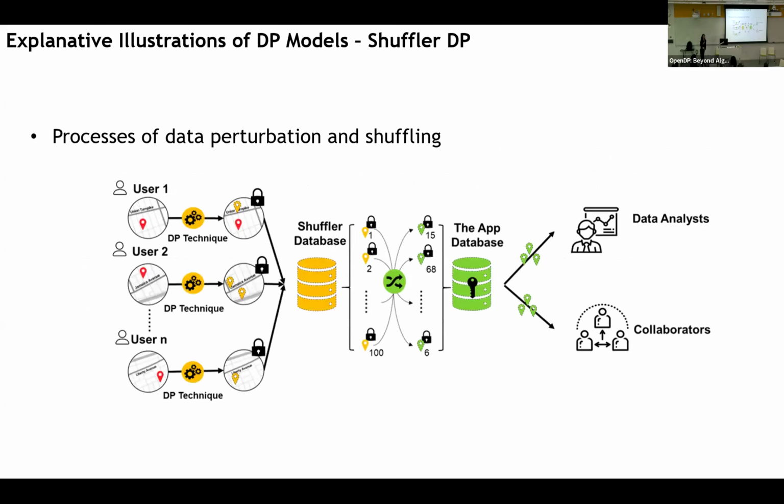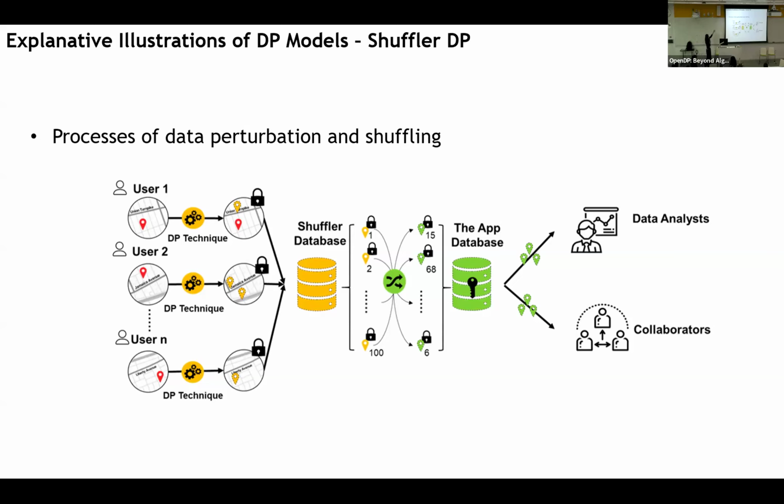Due to the time consideration, I will not go through all the explanatory illustrations that we proposed in the study. Here, I just used the shuffler DP as an example. The explanatory illustration is an idea that has been investigated a lot in psychology, in particular training and education domains. So we leverage the idea to depict the flow of information in the random noise adding process. We leverage location data in our study.